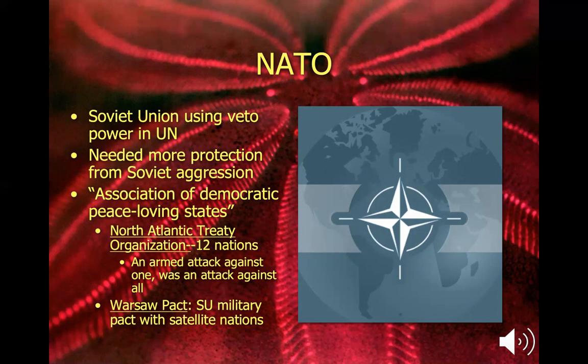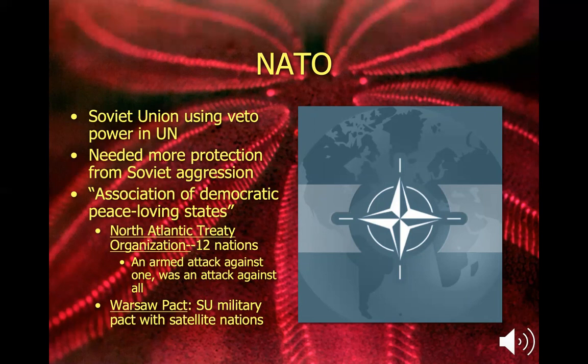And so the United States decided that they needed more protection against the Soviets. They believed that the Soviets were being really aggressive. So the United States wanted more protection, and also more protection for democracies around the Soviet Union as well. And so they formed what's known as NATO, the North Atlantic Treaty Organization. It's an association of democratic, peace-loving states, and it's made up of 12 nations. The idea with NATO is that it was a defensive alliance. So an attack on one nation would mean attacking all of them.